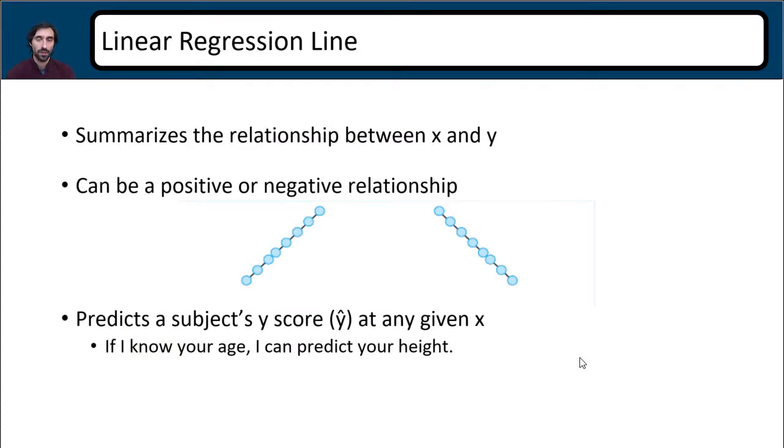So we're looking at the relationship. Again, it can be either positive or negative. And when we predict these scores, because we have some scores, but we're trying to find an overall prediction for that based on our sample, we don't use the y necessarily. We use a y hat when we're talking about predictions. So the example here is, if I know your age, then I can predict your height. Not the best example, but it gives you an idea. If I know your x, then I can predict the y hat.